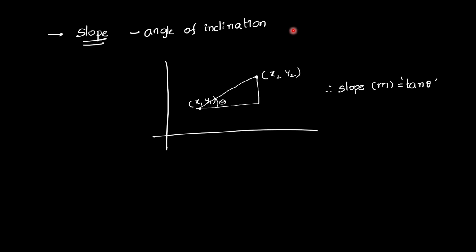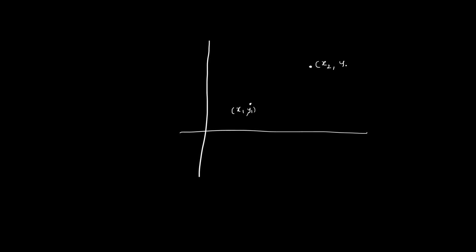Now, for example, let us take 2 points in the Cartesian plane. Let the first point be x1 y1 and another point be x2 y2.